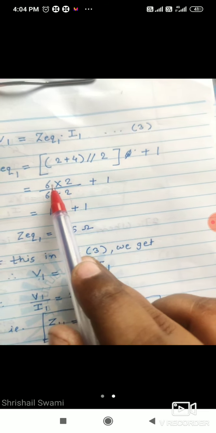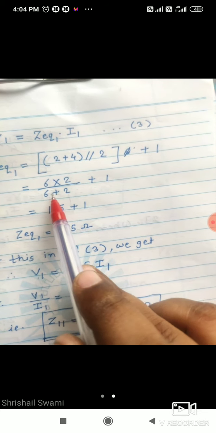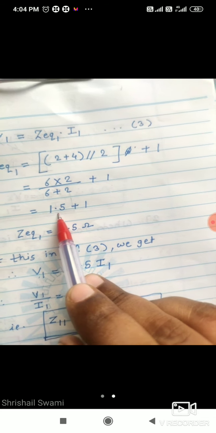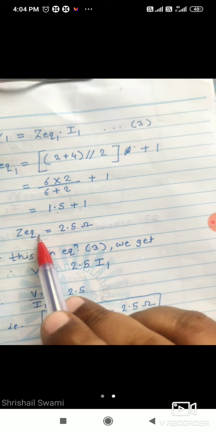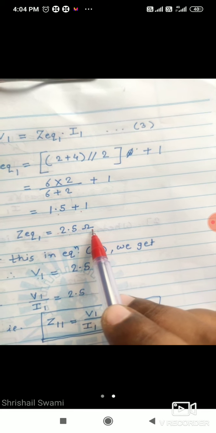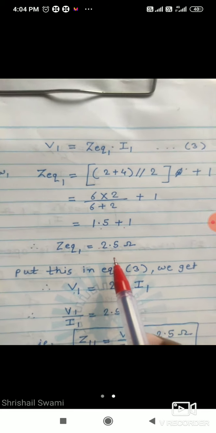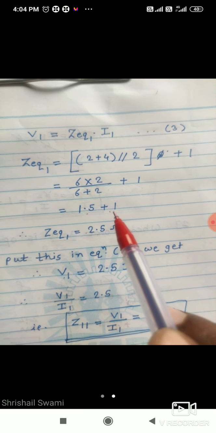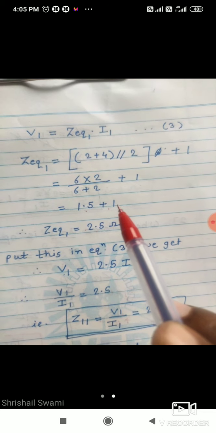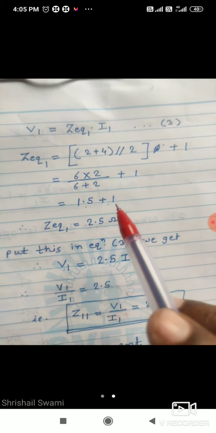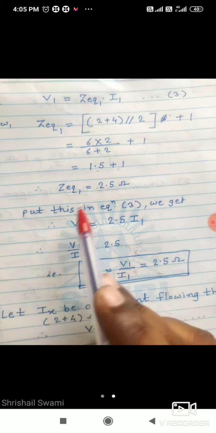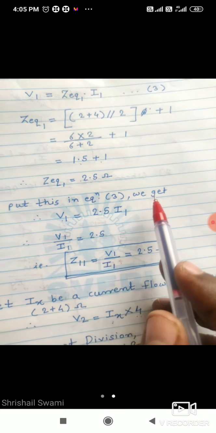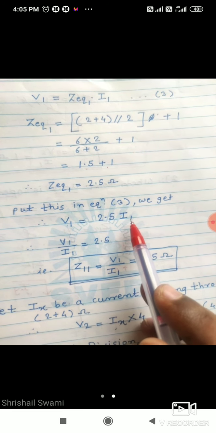6 is in parallel with 2. You can find out the answer. 6 into 2 divided by 6 plus 2 and this plus 1 as it is. So this will give the answer 1.5 and this is plus 1. So Z equivalent 1 is equal to 2.5 ohm. Okay, understood up to this point. So we already calculated, we already solved the problems based on how to find out equivalent resistance at the start of the NTA subject. Okay, so next put this Z equivalent 1, 2.5, in the equation number 3. So we will get V1 is equal to 2.5 into I1.